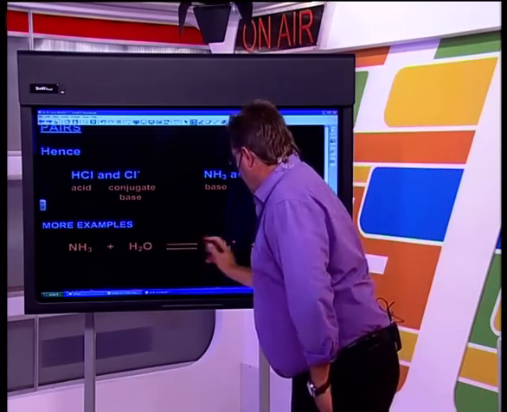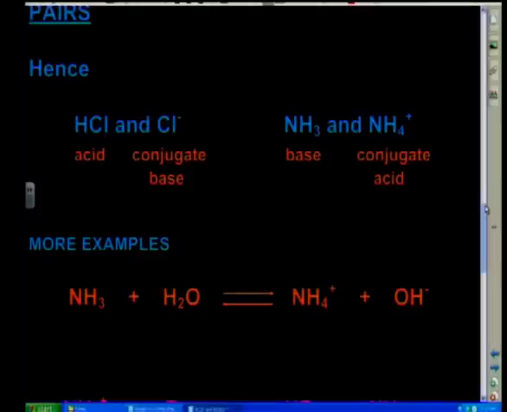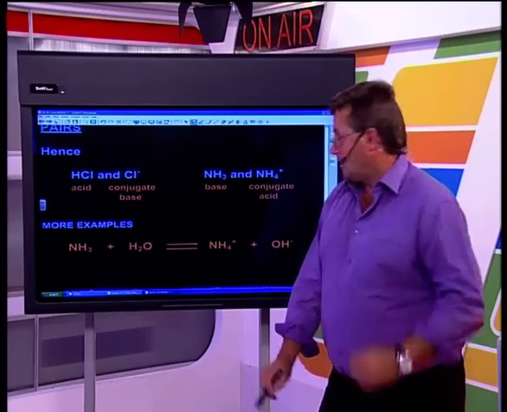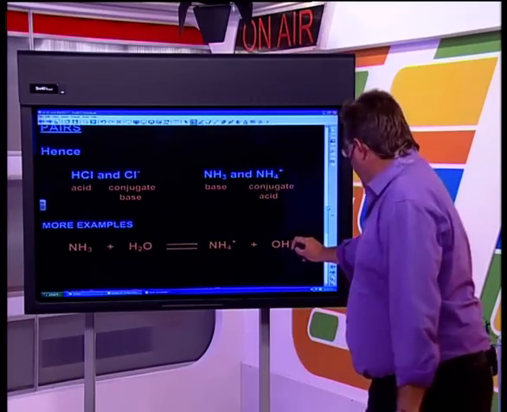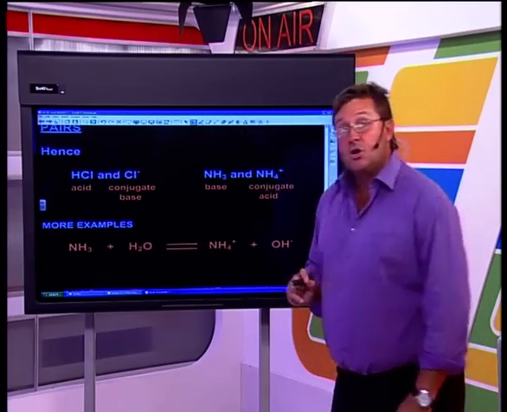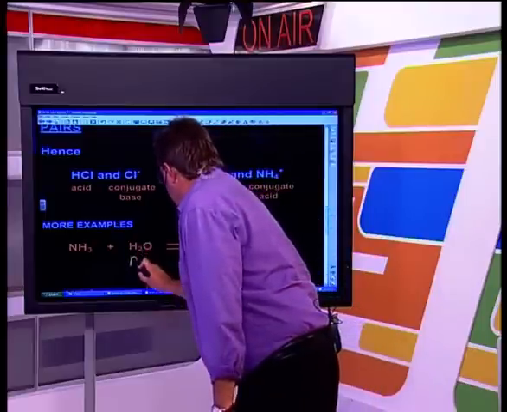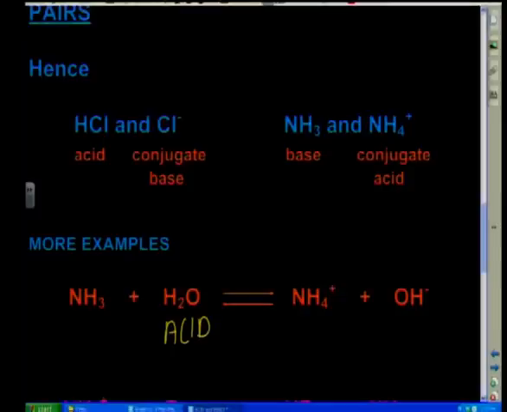Can you see now it is reversible? You see the double arrows? We've got a forward reaction and a back or reverse reaction. So let's look at the forward reaction first. NH3 plus H2O. The NH3 goes to form NH4+, so that's now gaining a proton. The H2O is going to form OH minus. Can you see that guy is losing a proton? So the H2O here is acting as an acid, and that is acting as a base.